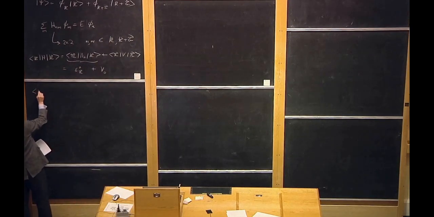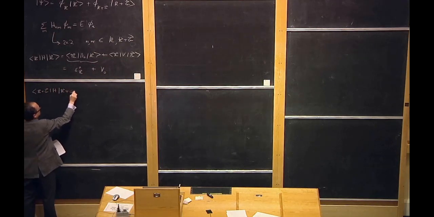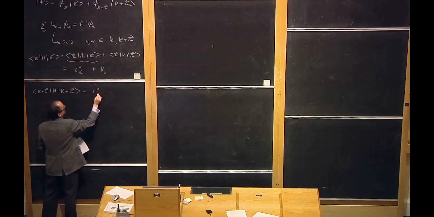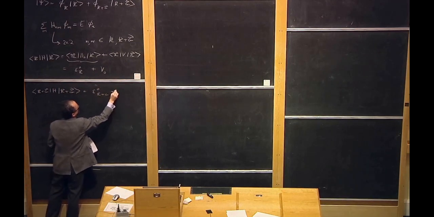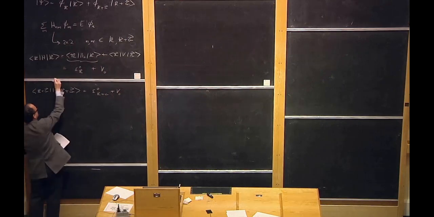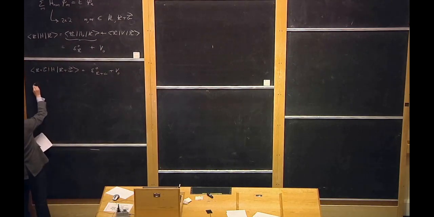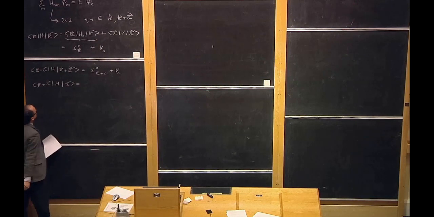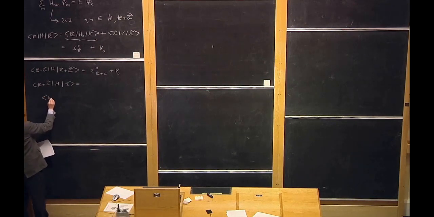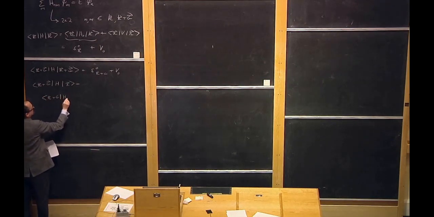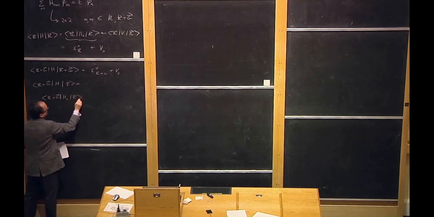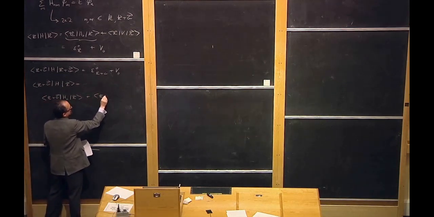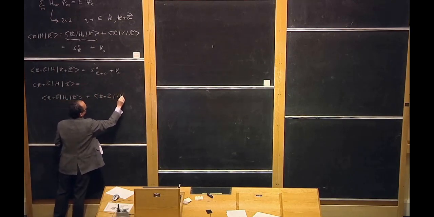Similarly, ⟨k+G|H|k+G⟩ is equal to E₀(k+G) plus V₀ again. The more interesting term is the off-diagonal terms of the 2 by 2 matrix, ⟨k+G|H|k⟩. So let's write out the pieces of this. We have first ⟨k+G|H₀|k⟩, and the second piece is ⟨k+G|V|k⟩.